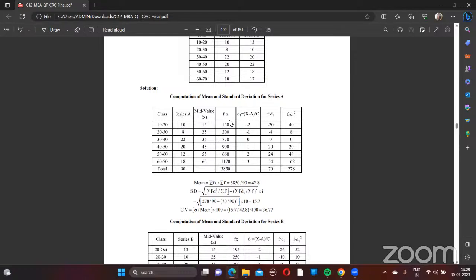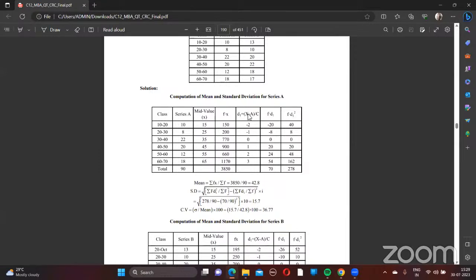The summation of F into x is 3850. This 3850 divided by the total frequency gives you an average, that is nothing but the mean. Then to find the standard deviation, we'll go with the step deviation method.